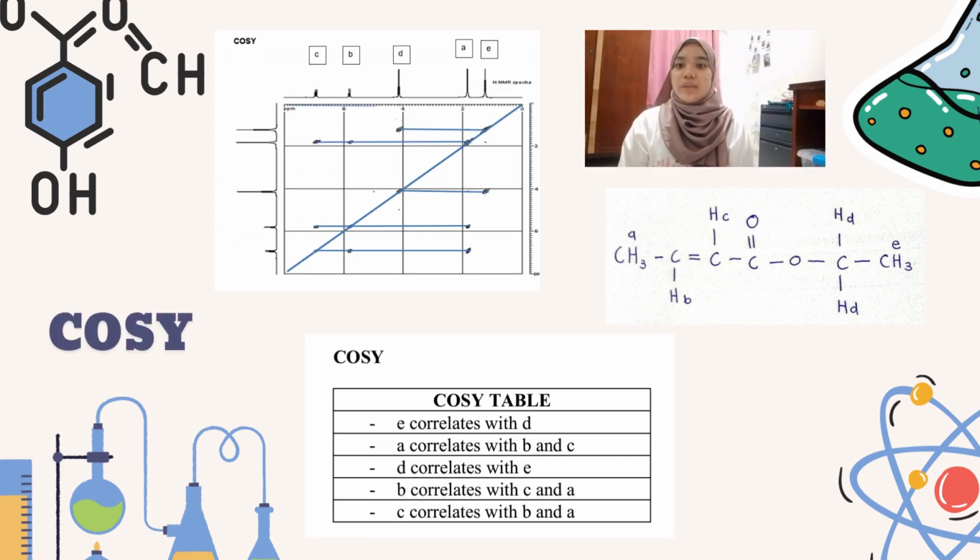Now, we have arrived at the last spectrum, which is COSY. Based on this spectrum, we can see that peak E correlates with D. Next, peak A will correlate with B and C. We also have peak D that will correlate with peak E. Next, we have peak B correlating with C and A. And finally, we have peak C that will correlate with B and A.